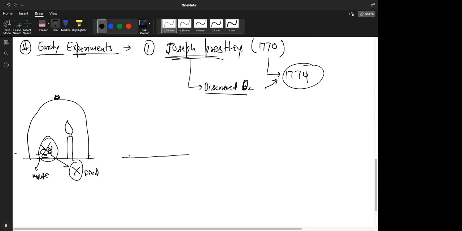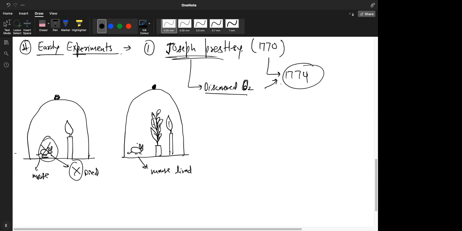Yes, sir. Then he did another experiment. He took the same glass jar, he put a candle, he again put a mouse, but this time along with the candle, he also put a plant inside the jar. So there's a candle, a plant, and a mouse. And in this case, the mouse did not die. After the same time, the mouse lived.